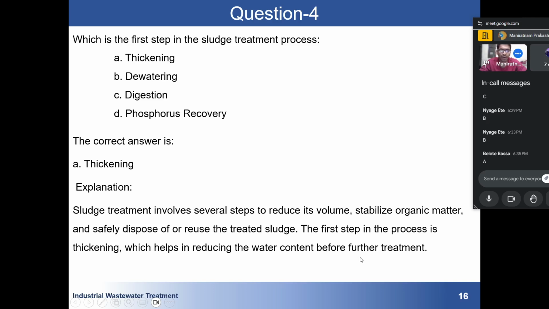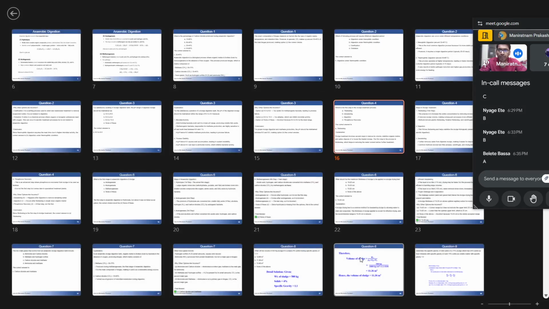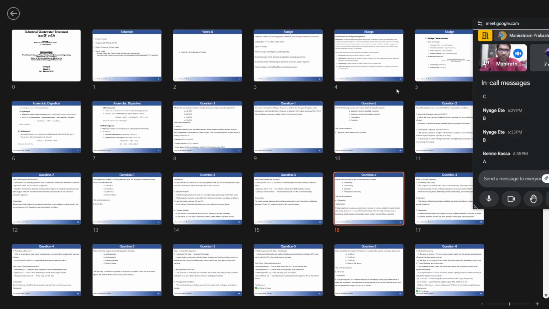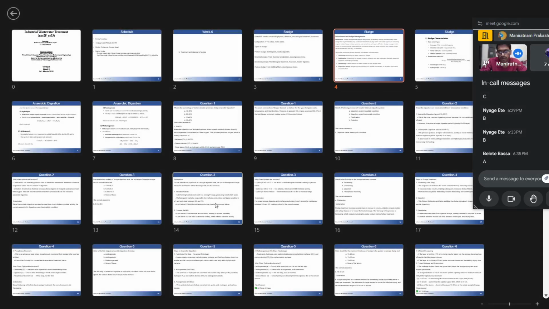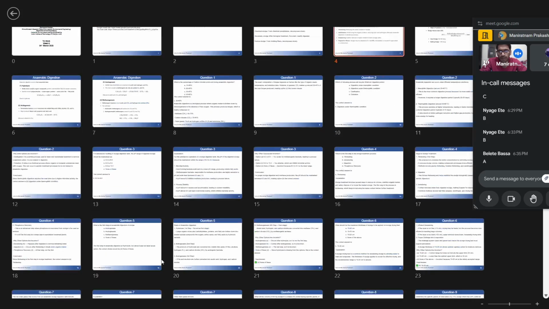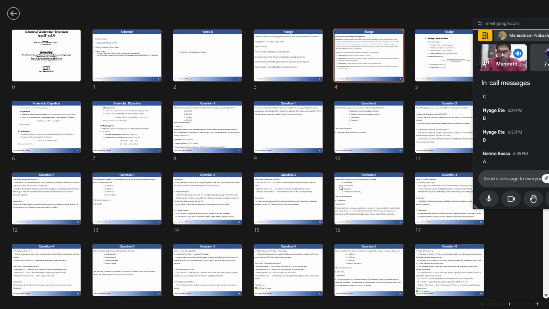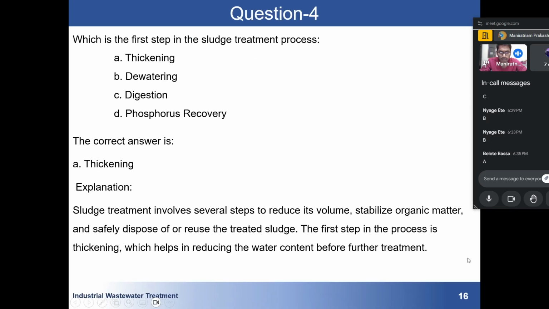Okay, now if you recall all the process, you can see here we have seen first is thickening, then stabilization, then dewatering, then dispose or reuse. Okay, so this was the overall process. So the correct answer is thickening.